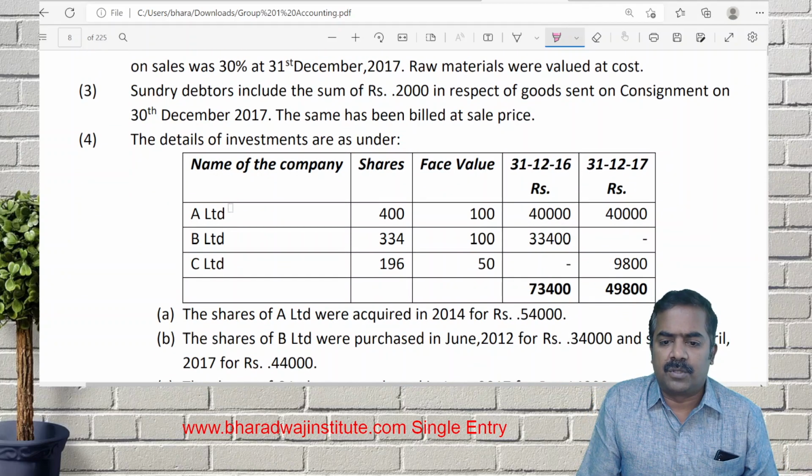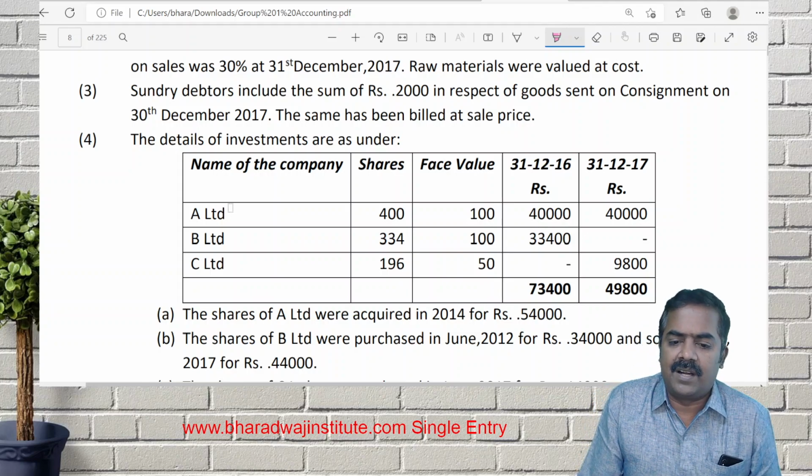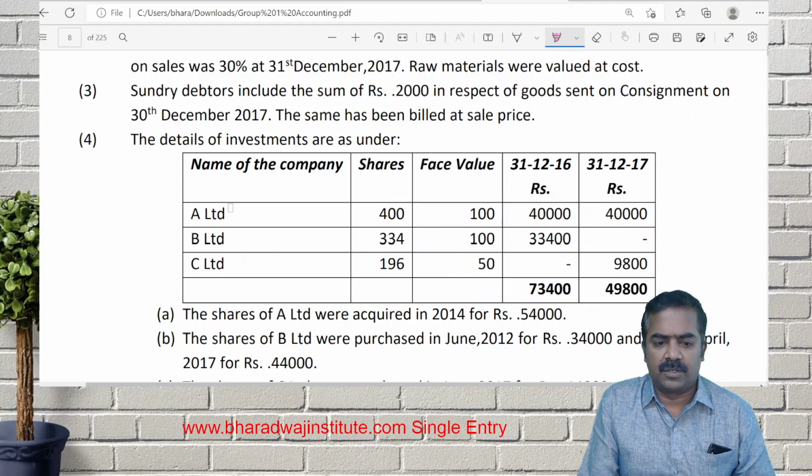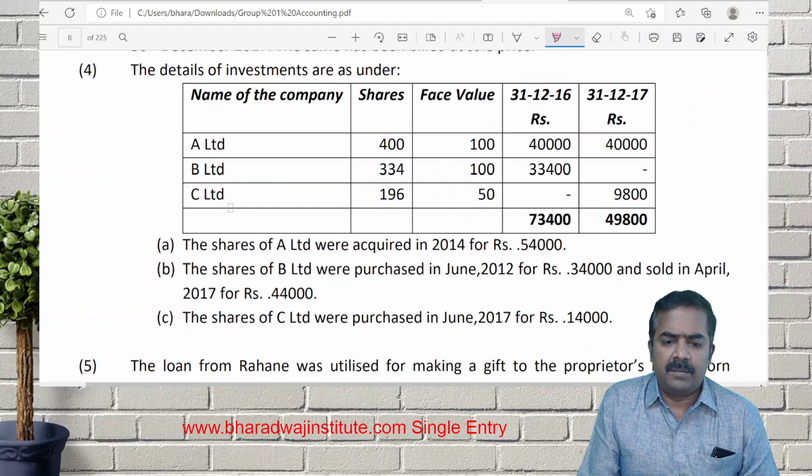Debtors include a sum of 2,000 in respect of goods sent on consignment on 30th December 2017. The same has been billed at sale price. Details of investments are given: A Limited, B Limited, C Limited, with the number of shares and face value at the beginning and end of the year.